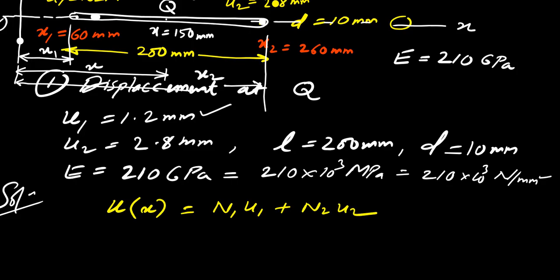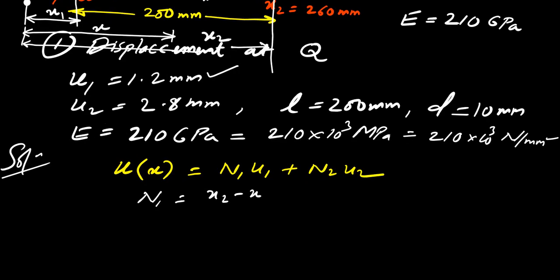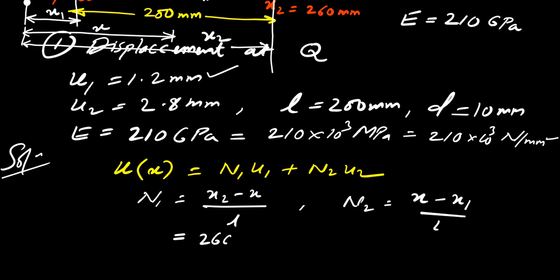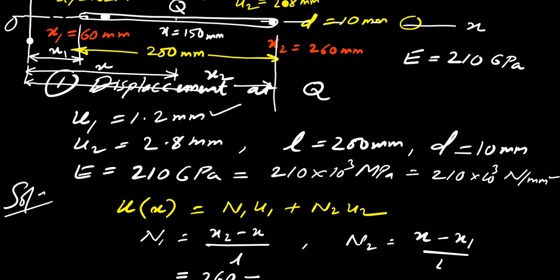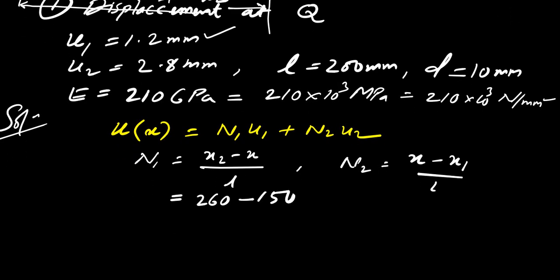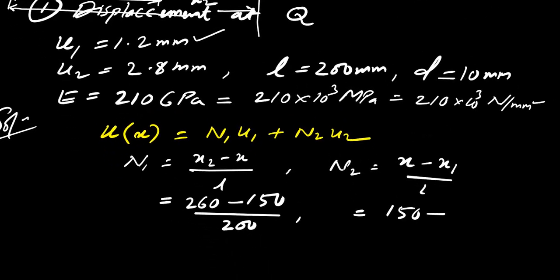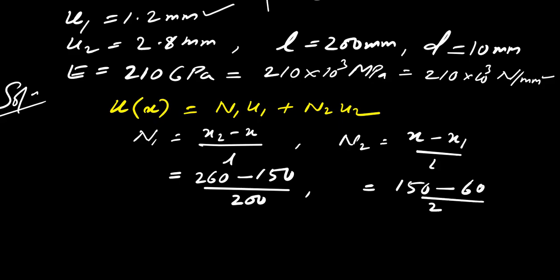Okay, and where n1 and n2 are the shape functions at node 1 and node 2, and we can write n1 as x2 minus x by L, and n2 is equal to again x minus x1 by L. Now you can substitute the value of x2, that is 260 minus x, whose value is already mentioned as 150, by length 200. Similarly for n2, x value is 150 and x1 value is 60, so it's 60 by length 200. Now you just make it in the calculator.